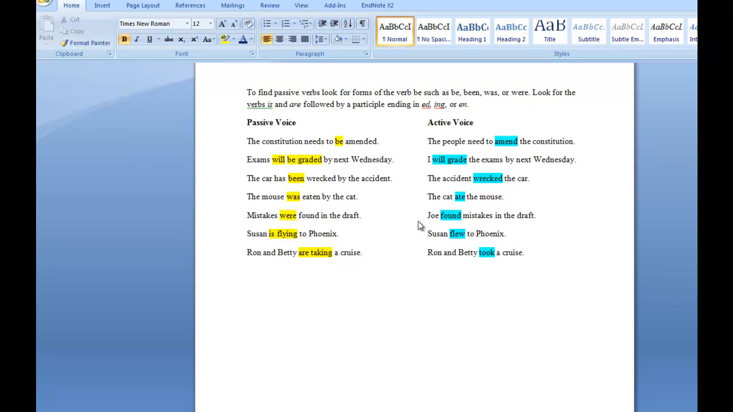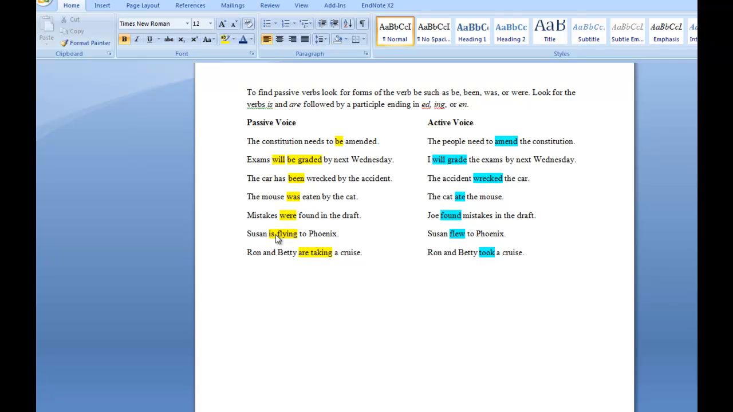Okay, let's look at another one. Mistakes were found in the draft. Okay, again, we can flip that around and say Joe found mistakes in the draft. Now we know who is doing something to what. Joe found mistakes in the draft. And here we don't know who found the mistakes in the draft. So it really helps clarify your sentence.